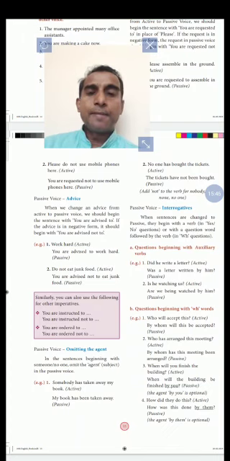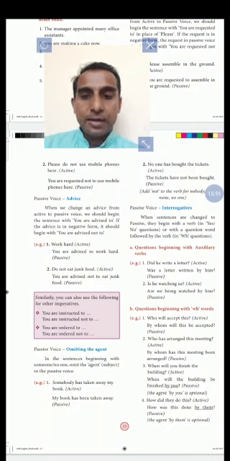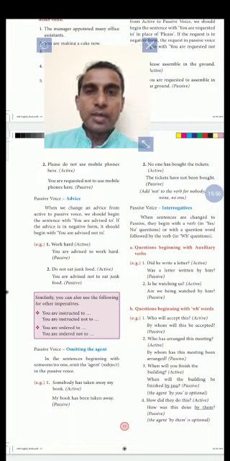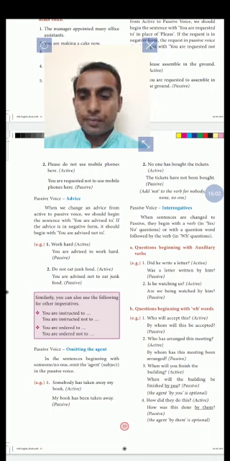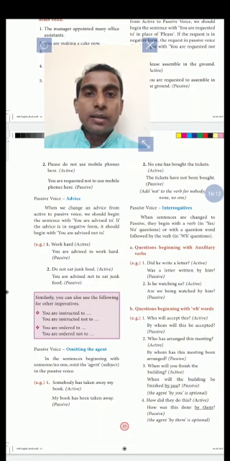And finally, how will you use passive voice in interrogative sentences? When sentences are changed to passive, they begin with a verb. That you know, isn't it? Because a yes or no type question is one type of question which starts with a verb, that is, auxiliary verbs. Or with a question word followed by the verb, that is a WH question. Every WH question will have a verb after that. Now, what did you? See, what did?